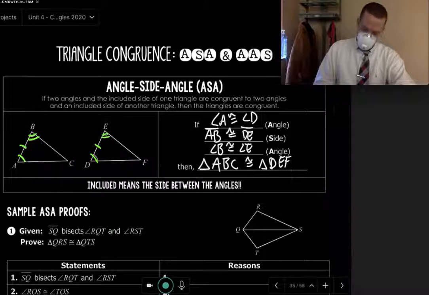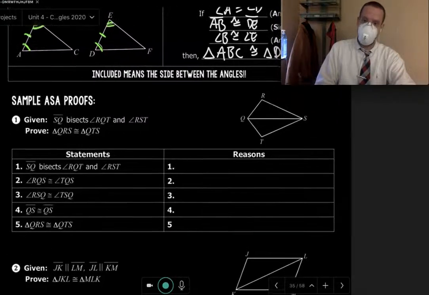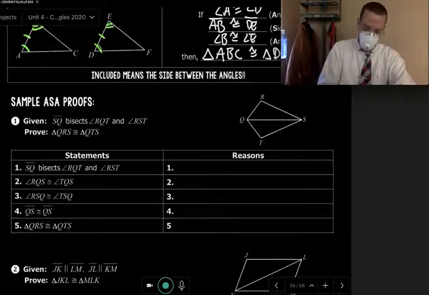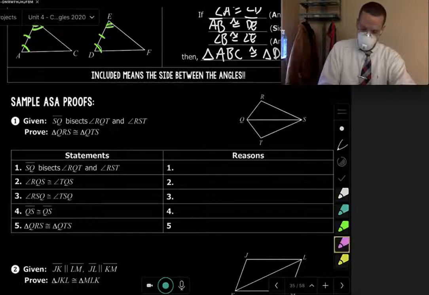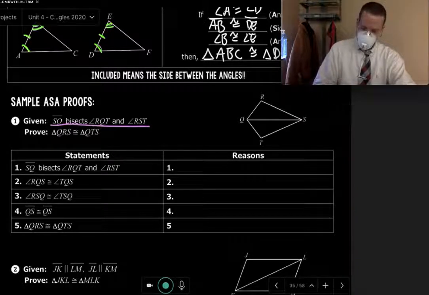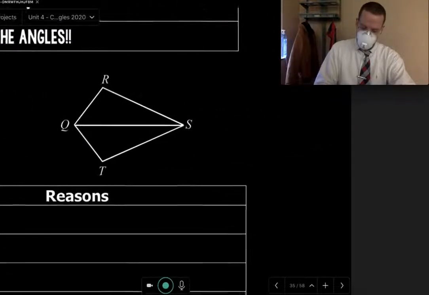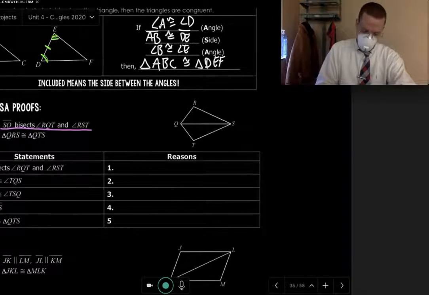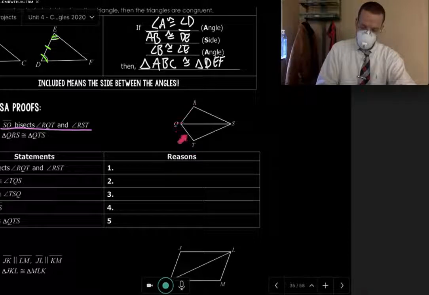And let's look at our first proof. What we have here is a bisector. Now this bisector is going onto two angles. So we have this segment and it bisects two angles. It bisects RQT, the angle on the left, and RST, the angle on the right.